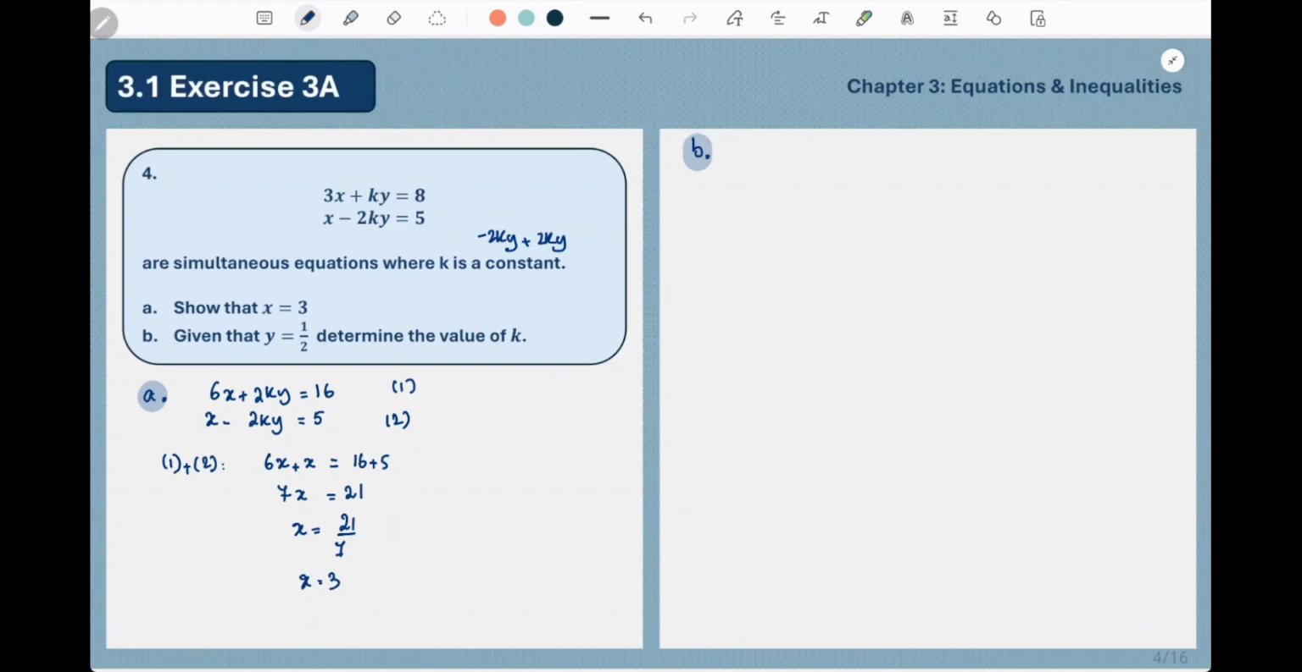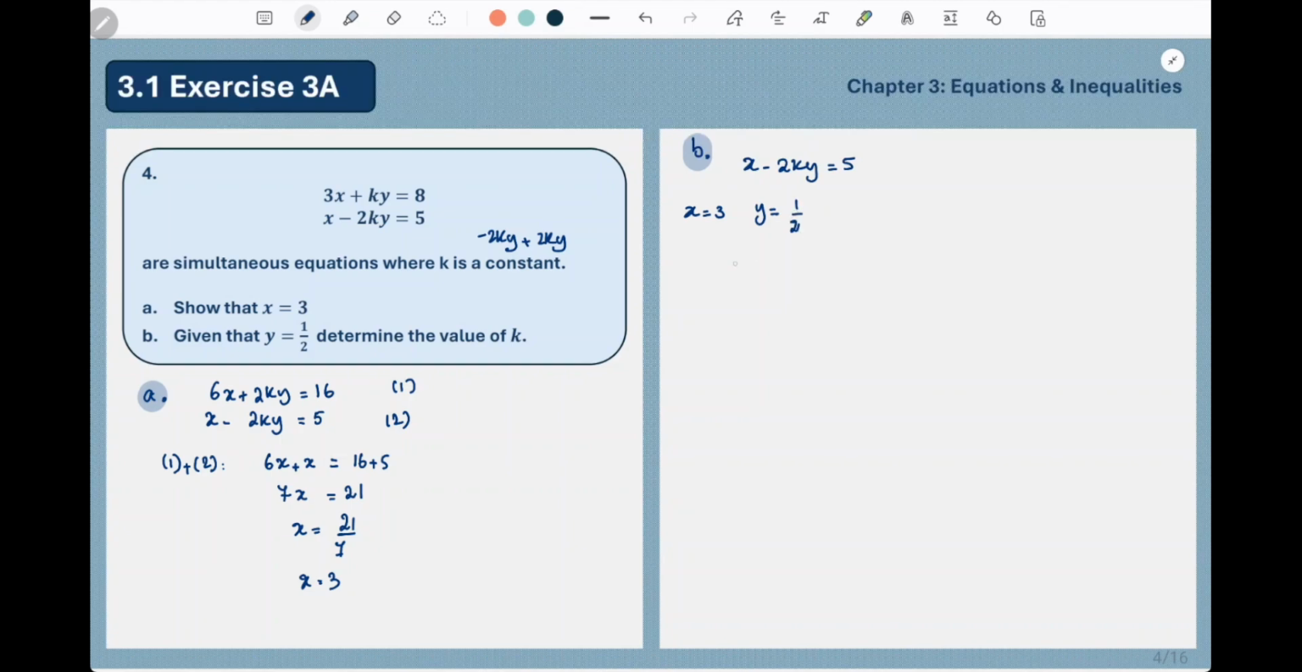Given that y equals 1 over 2, determine the value of k. So we're given y, but we have to find k. If I'm given y and the x that I've already found, and I just need to find k, either equation will be fine. Because I have 1 over 2, I'm thinking of using this one because the 2 will cancel out with the 2. You get me? So I'm just going to write it here for everyone to see. Now x is equal to 3, y is equal to 1 over 2.